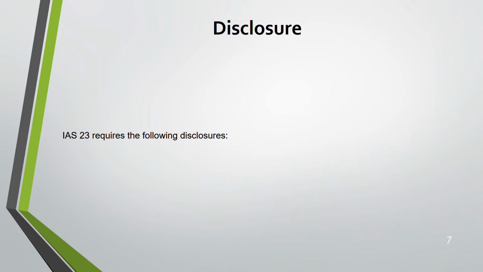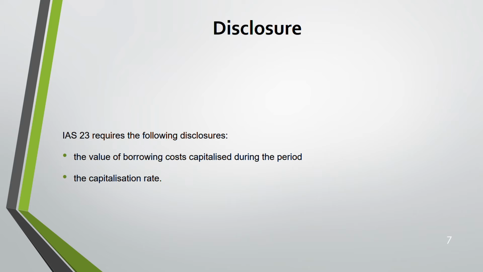You need to disclose two things. Number one, what is the value of the borrowing cost that you are capitalizing? Number two, the capitalization rate. So that's it for IAS 23. I told you this is one of the shortest. Now we'll be doing one question to end this lecture.